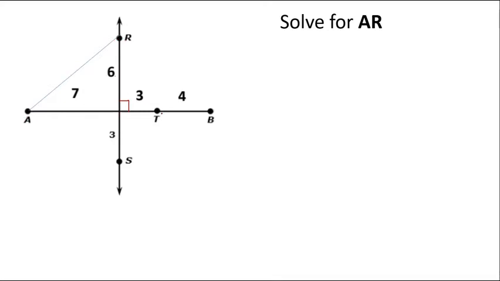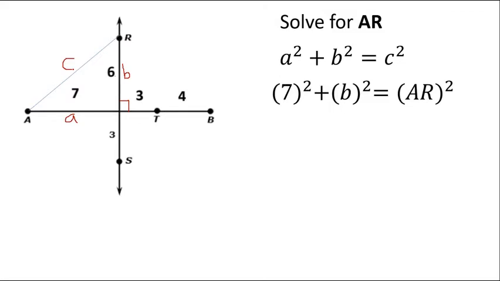And again, remember, we're going to be using the Pythagorean theorem to solve for that segment. So we know that this side here, I'm going to call it A. I'm going to call this side B. And then AR, my longest side or my hypotenuse, is C. So I'm just going to substitute in the values where they go. So for A, I have 7, B, I have 6, and then for C was segment AR.